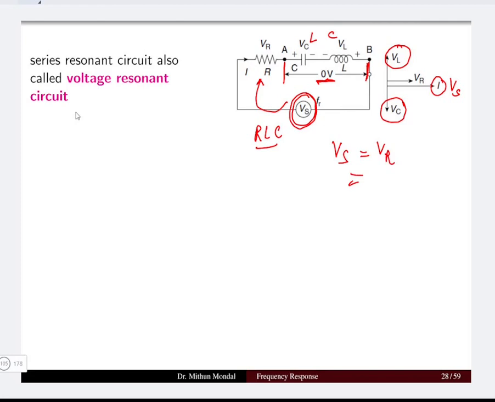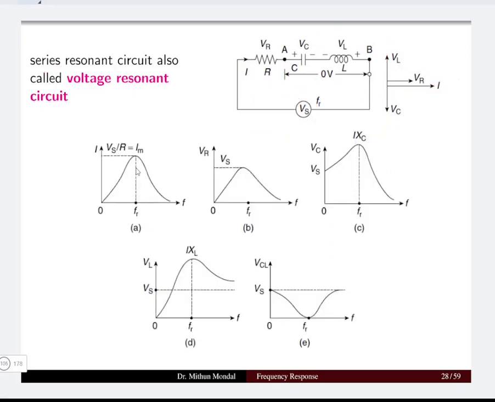and the value of Vs and Vr will be equal. So as we see, under the resonance condition, the voltage we are talking about, it is the voltage resonant circuit, mostly known as the series resonant circuit. So series resonant circuits are otherwise known as voltage resonant circuits.